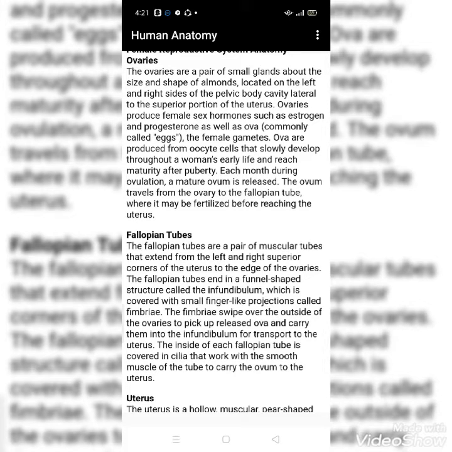What is the fallopian tube? The fallopian tubes are a pair of muscular tubes that extend from the left and right superior corner of the uterus to the edge of the ovaries. The fallopian tube ends in a funnel-shaped structure called the infundibulum, which is covered with small finger-like projections called fimbriae. The fimbriae sweep over the outside of the ovaries to pick up and release ova and carry them into the infundibulum for transport to the uterus. The inside of each fallopian tube is covered in cilia that work with the smooth muscle of the tube to carry the ovum to the uterus.